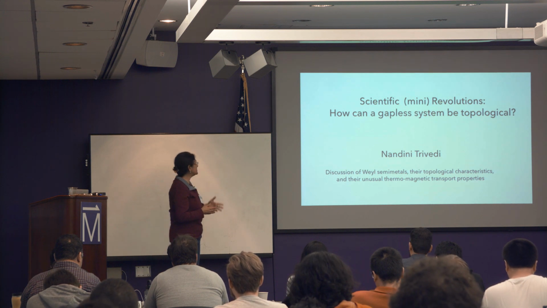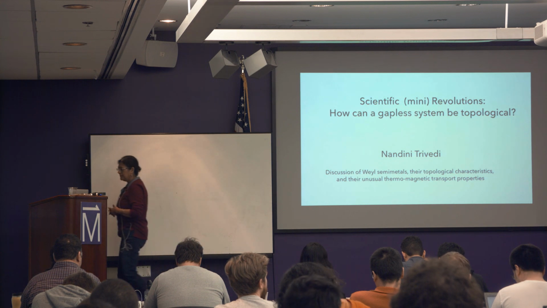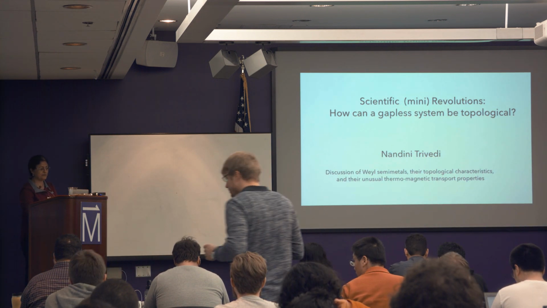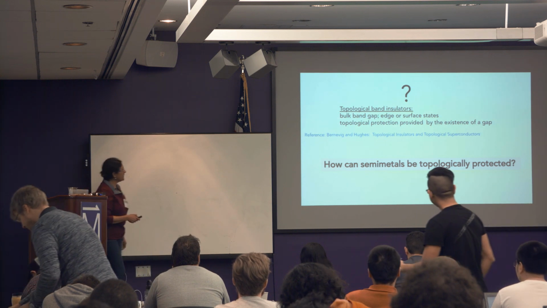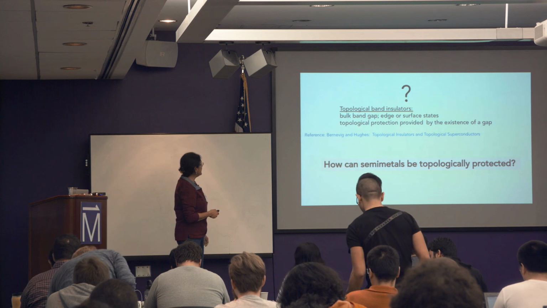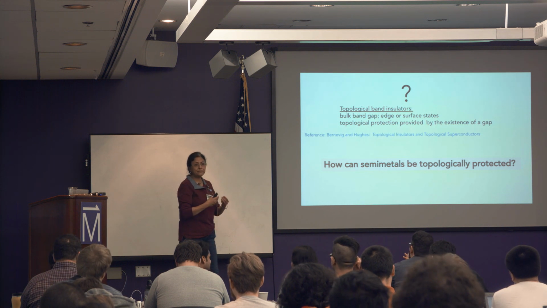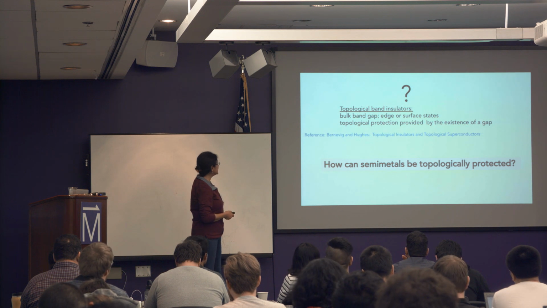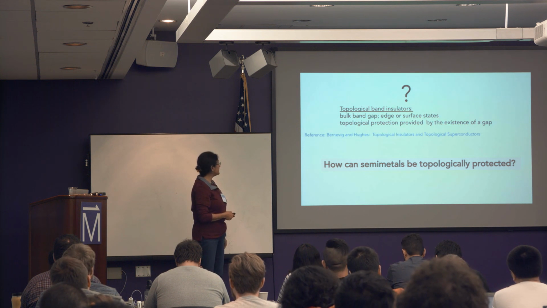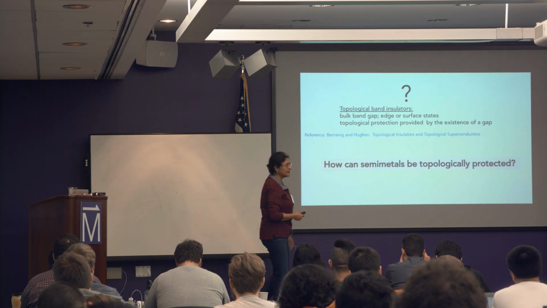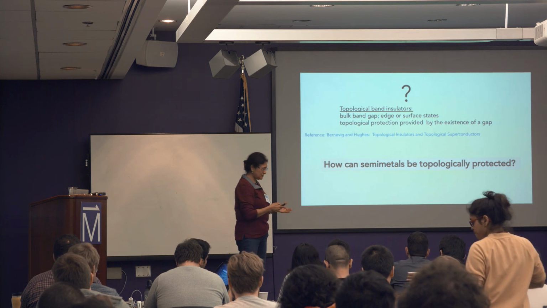And within that, this is sort of my question that got me interested when I first learned about topological matter from, in fact, Bernevig's book, which came at a very good time. So essentially, the main point is that in a topological band insulator, there is a band gap in the bulk, and this bulk boundary correspondence, which gives rise to edge or surface states, and the topological properties, as we heard in the morning, are protected by the presence of that gap. So what I'm going to talk about today are semi-metals, where the gap pinches off at a point, and the question is, how does such a system still retain its topological properties?